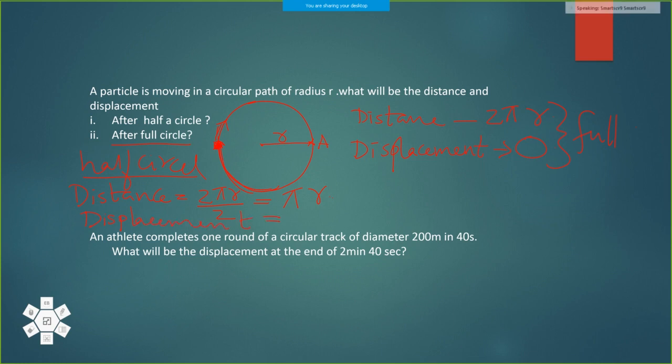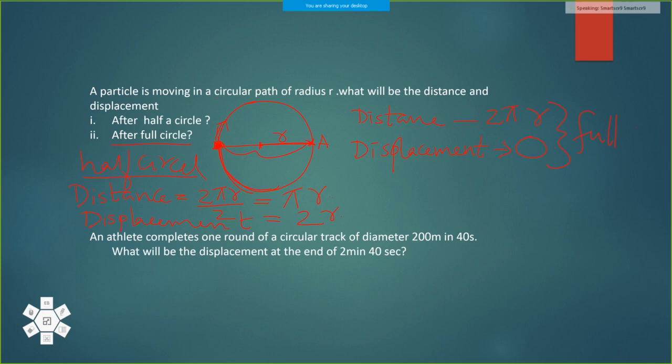Now what is the displacement? It started from here and after half circle, it is here. What is the distance between initial point and the final point? A straight line from the initial point to the final point. That is the diameter of the circle. The radius is r, so the diameter will be 2r. So displacement is 2r. Clear?